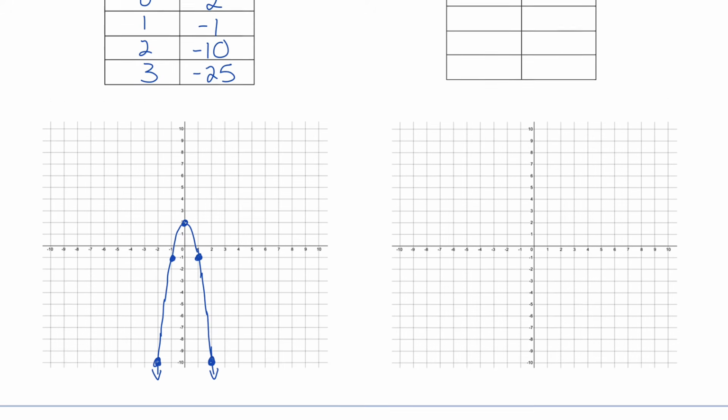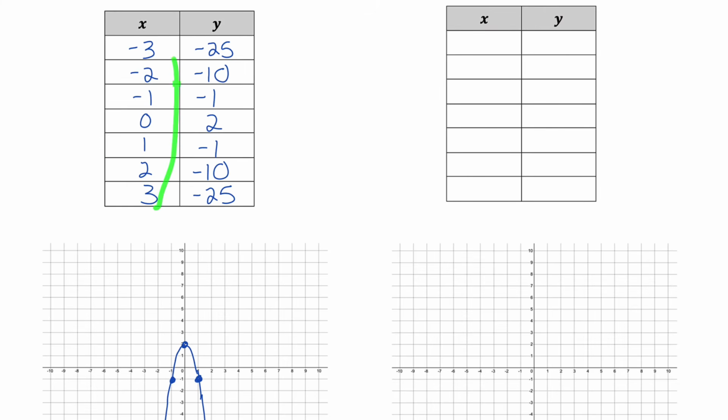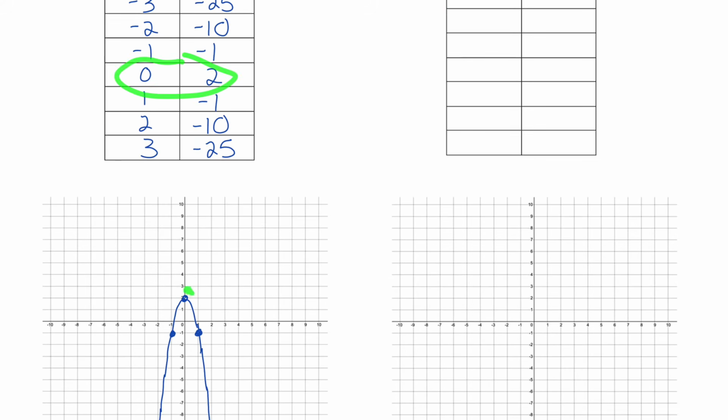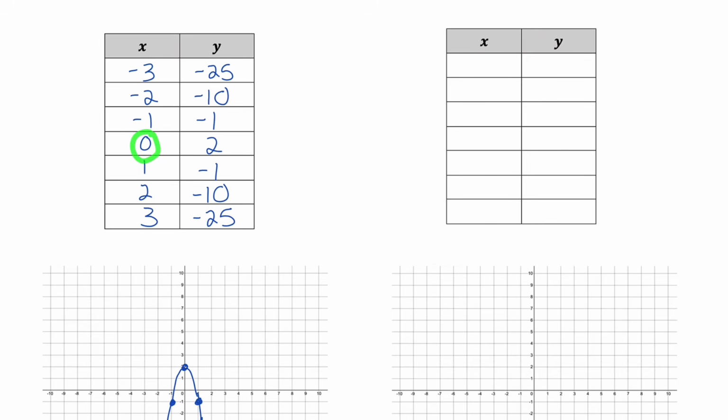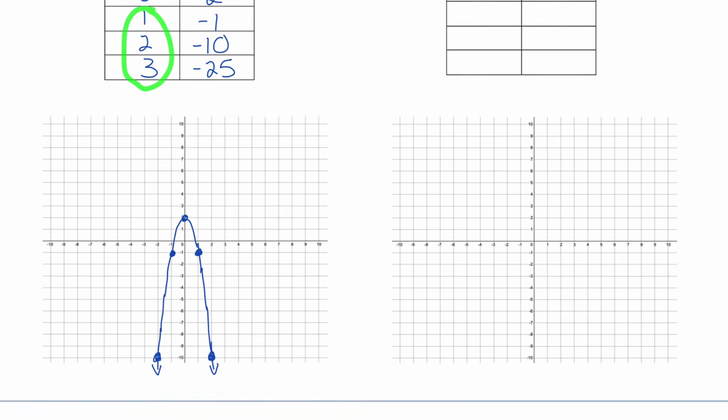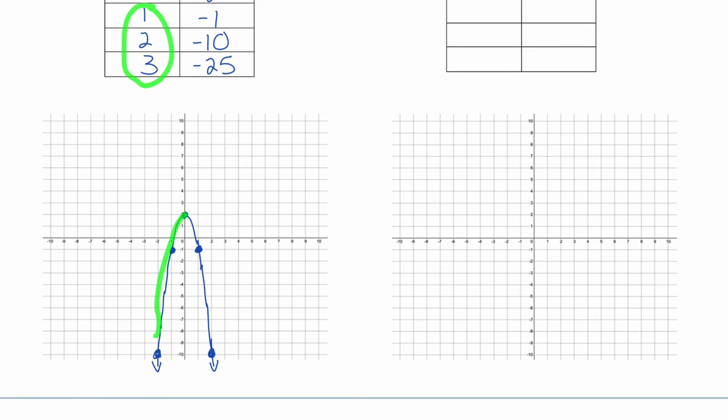And then I also said I would explain how I chose these x values. Well, notice this point 0, 2, if I look at the graph, that's the vertex. That's why I chose an x value of 0 to be in the middle of the table, because I knew that was the x value of the vertex. And then I chose some x values to the left and some x values to the right of the vertex. That way I made sure I got both sides of this parabola to get the u-shape.